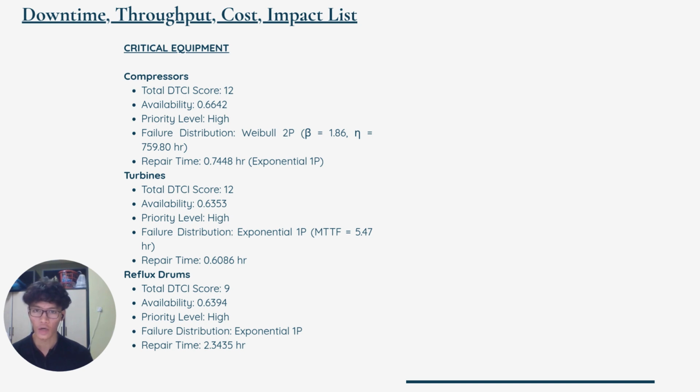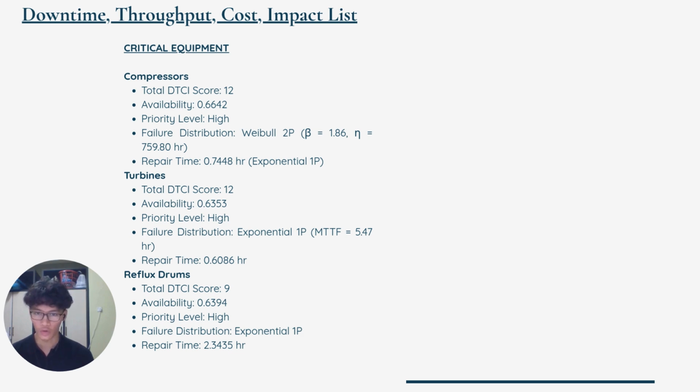Compressors scored the highest with a DTCI total of 12 and follow a Weibull distribution with a shape factor of 1.86, indicating wear-out failure behavior. This means that reliability degrades over time, making them ideal candidates for age-based preventive maintenance. Now, despite a short repair time, their frequent failures and high impact on throughput make them a top priority.